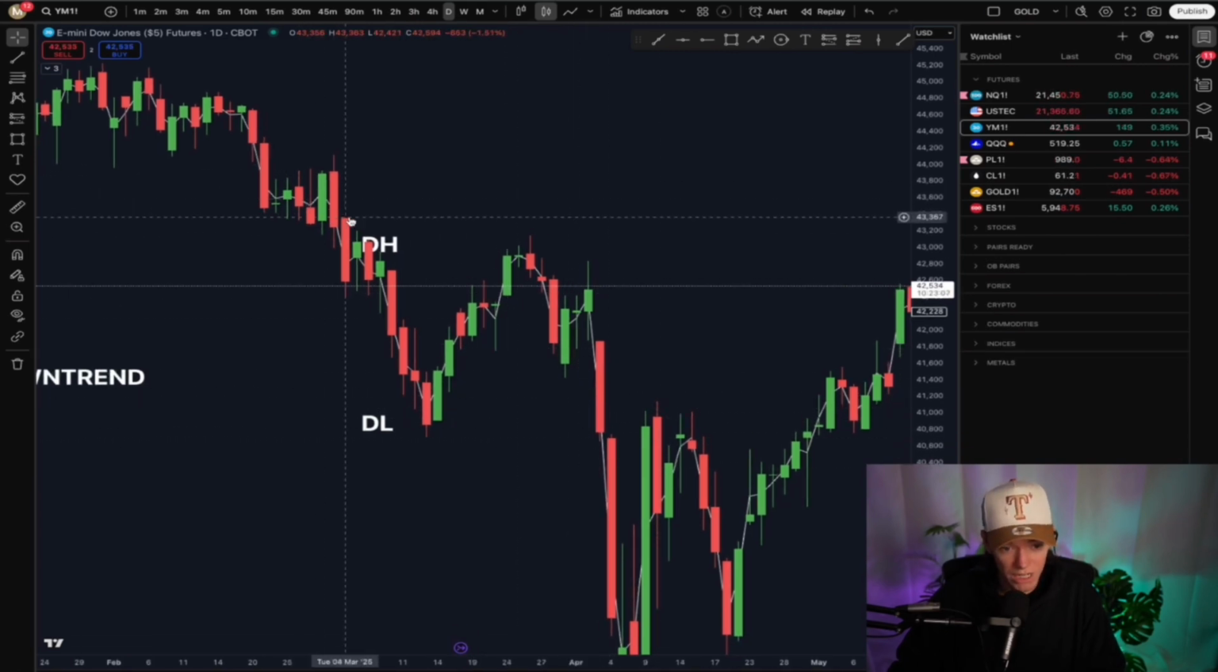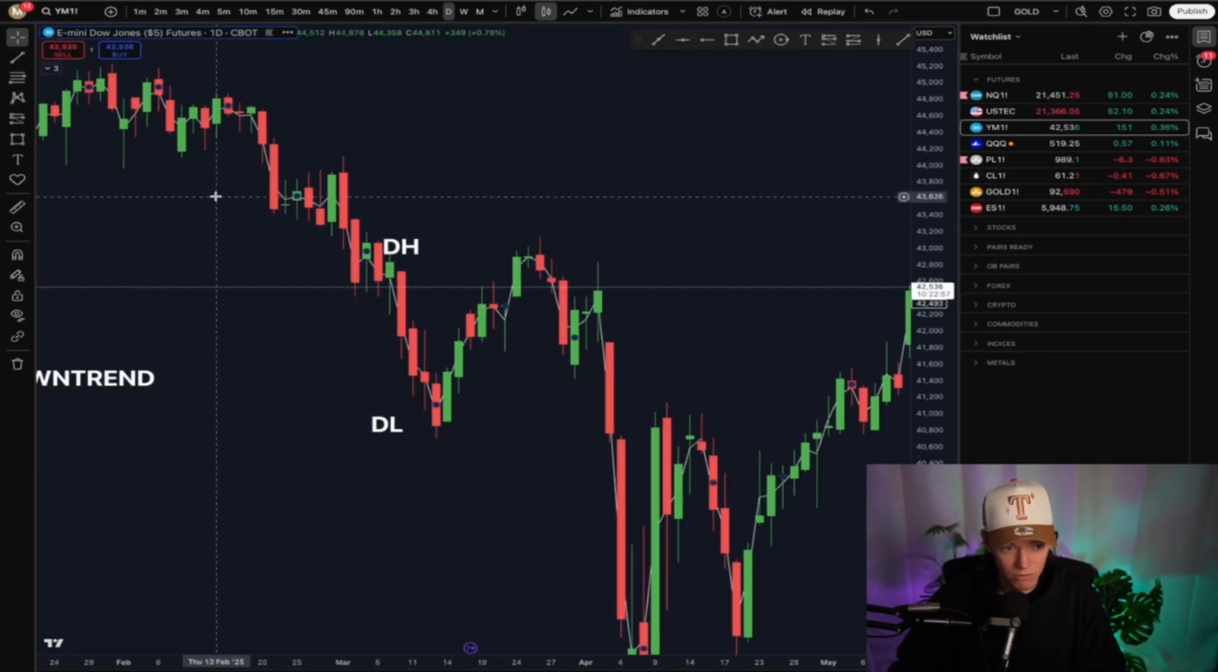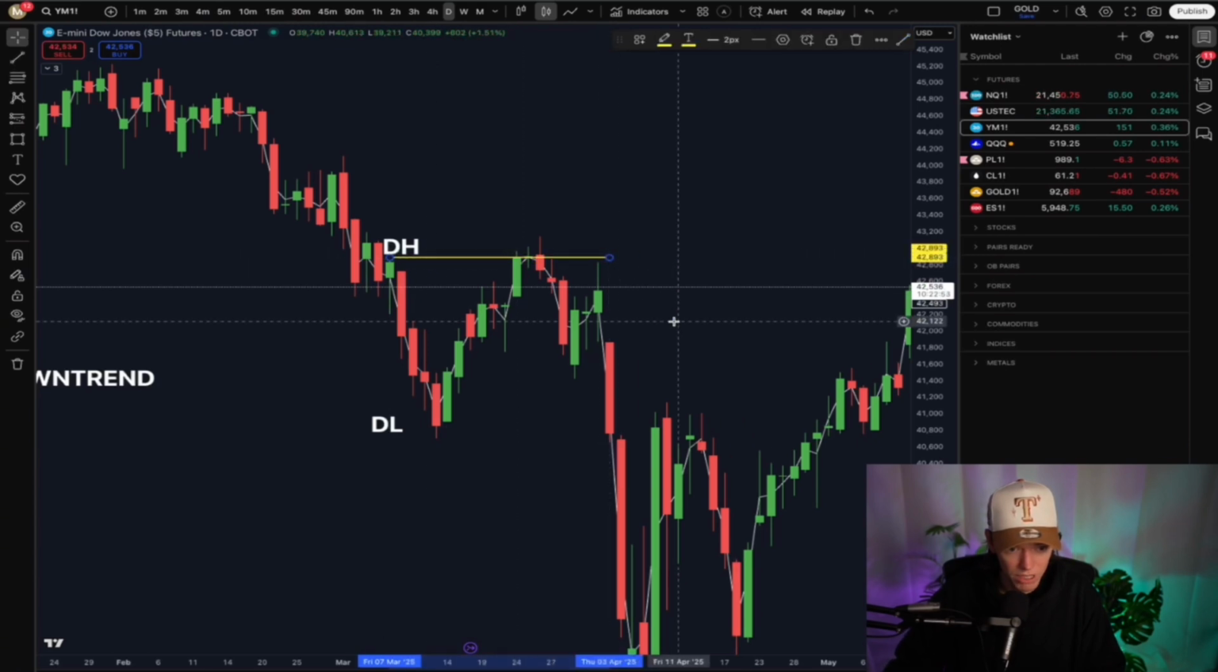The reason why is because this is our last downtrend high. This is our downtrend low. Price needs to break above this level. Why is it not working? There we go. Break above this level for it to reverse, right? Because that's the last color change.